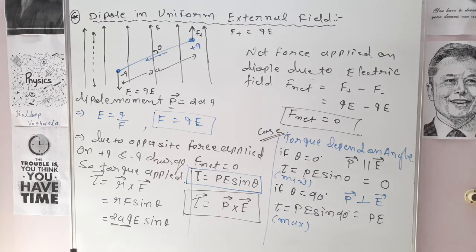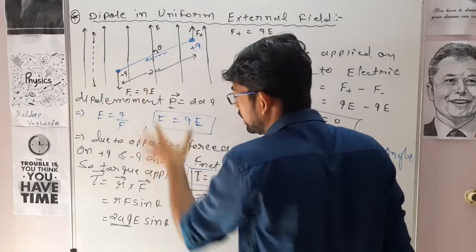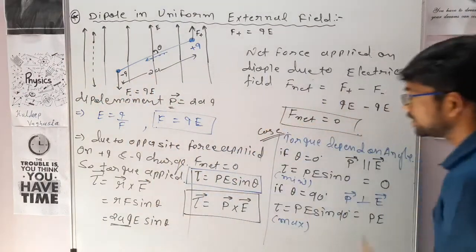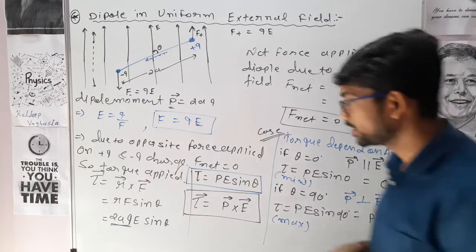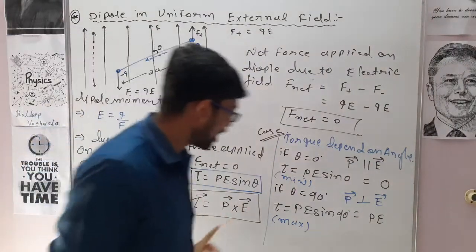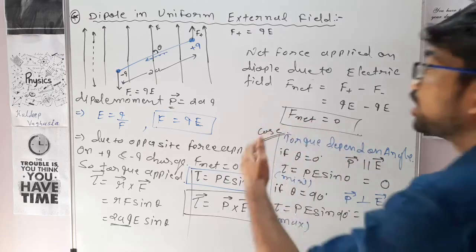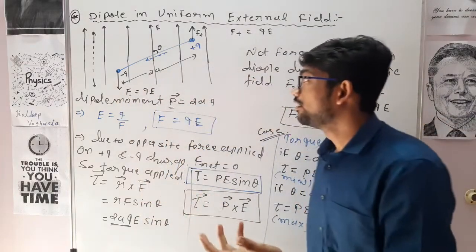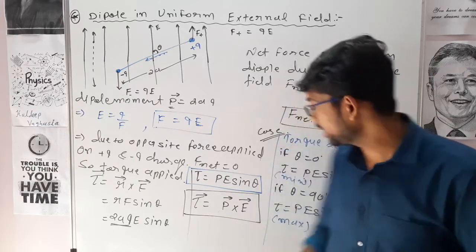Okay, so this is the question: diagram, equation, and the cases of this electric dipole moment in an external electric field. A question may be asked like: explain the dipole in a uniform electric field, or if the dipole is put in an external electric field, then explain its torque equation. So you have to prove this equation and write its cases.